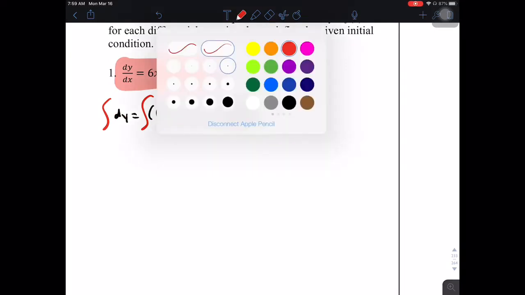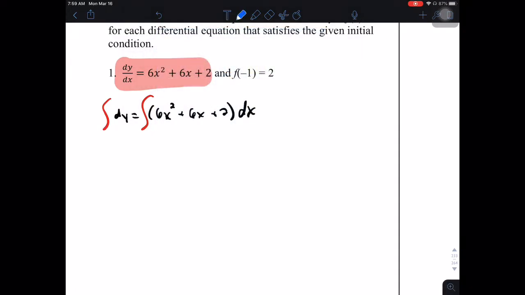On the left, there's nothing between the integral sign and the dy. That means there's a 1 there. The antiderivative of 1 is y. On the right, integrating 6x squared plus 6x plus 2 is 2x cubed plus 3x squared plus 2x plus your arbitrary constant. Now, a couple of things.